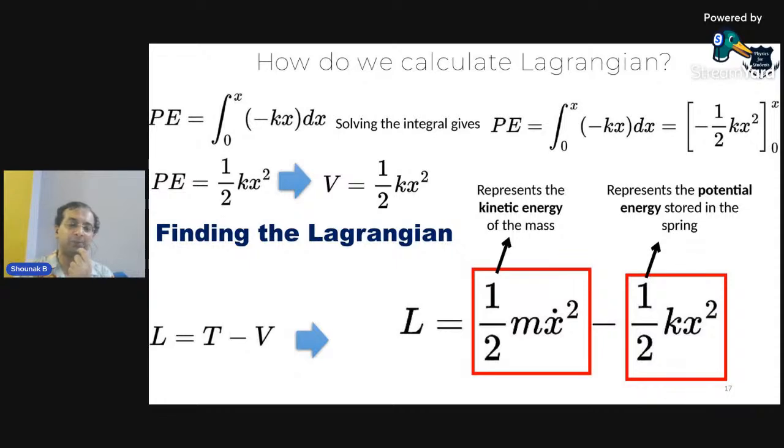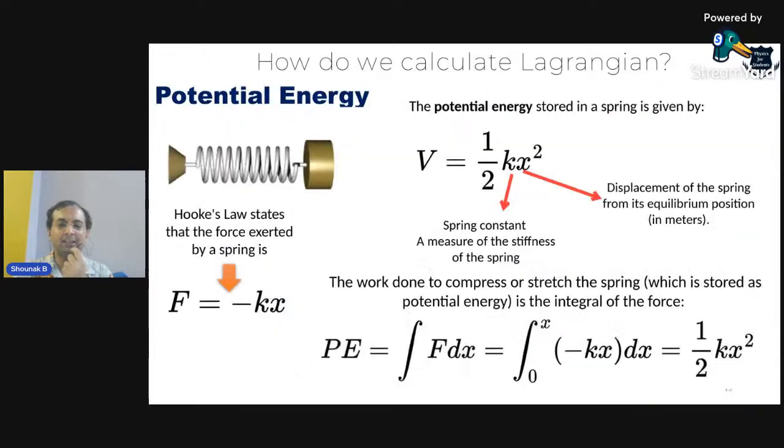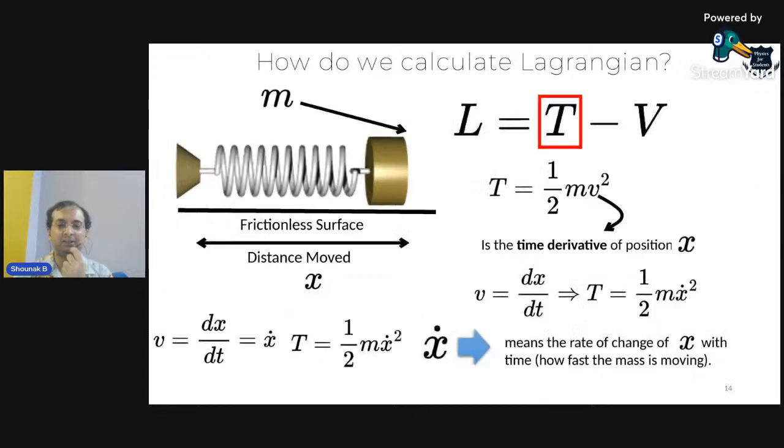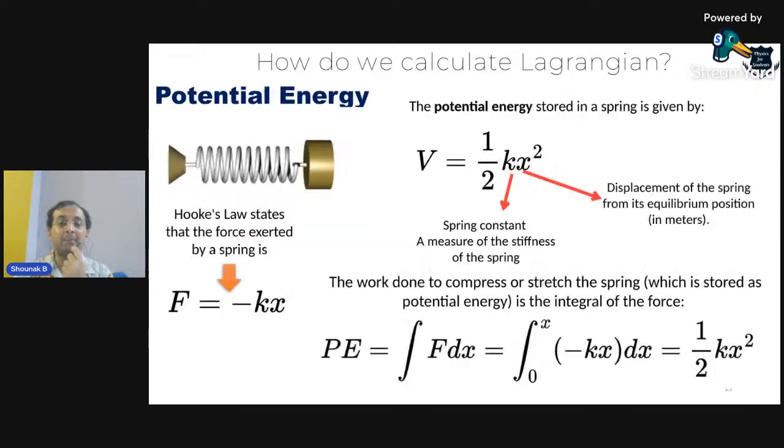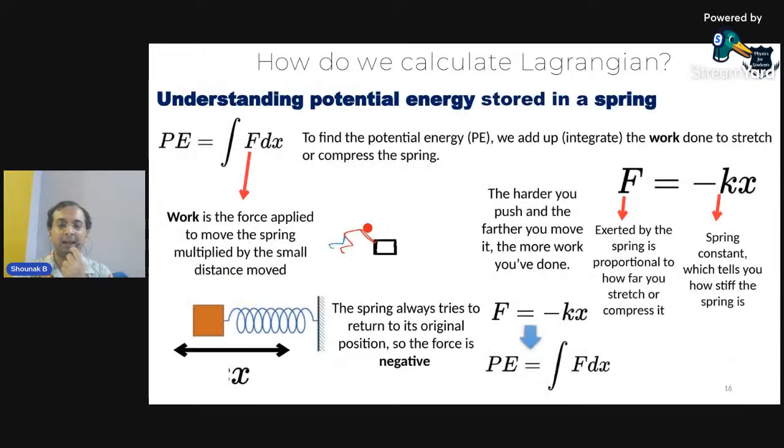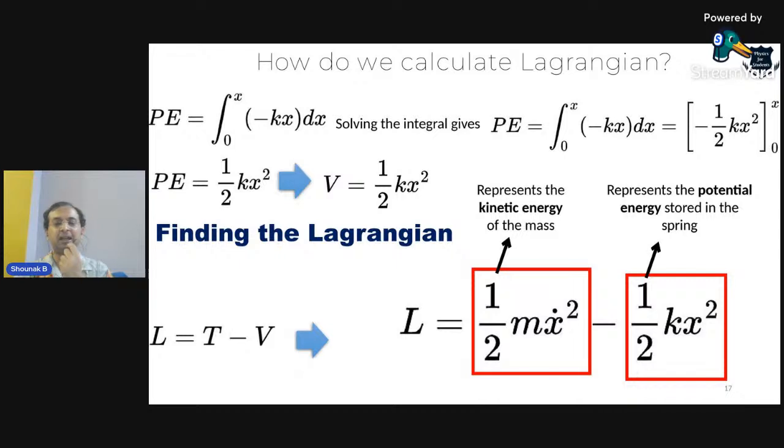Now here you can see if we substitute the values, we get kinetic energy minus potential energy, where T is the kinetic energy. What is the kinetic energy? Here it is, we have calculated this. This is half mv squared, half m x dot squared, and the potential energy is minus half kx squared. And here I have just substituted it, and we got the Lagrangian.